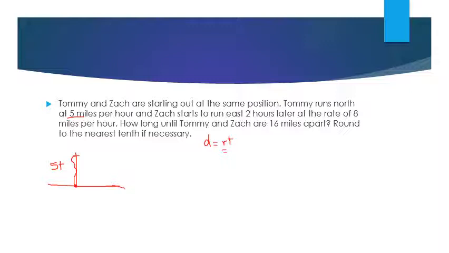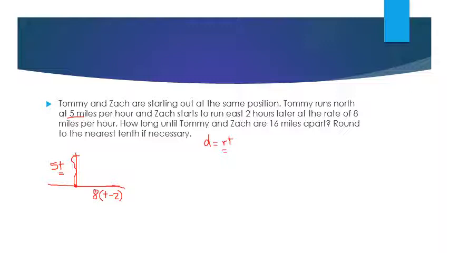So this is 5t. Now, when Zach starts running east, he's going 2 hours later, and his distance is going to be 8 times, and it's not going to be the same t. It's actually going to be 2 hours less than what Tommy was running. So we're going to use t minus 2 here.